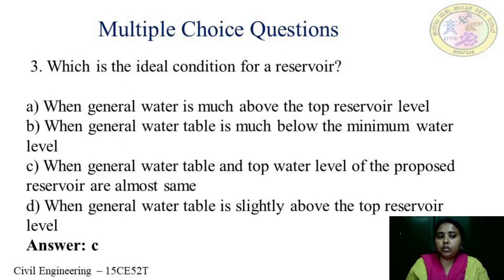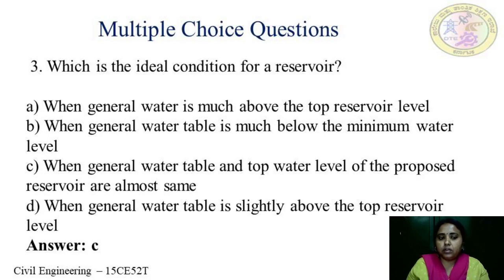Now coming to the third question: which is the ideal condition for a reservoir? The options given are: A, when the general water table is much above the top reservoir level; B, when the general water table is much below the minimum water level; C, when the general water table and top water level of the proposed reservoir are almost the same; and D, when the general water table is slightly above the top reservoir level.